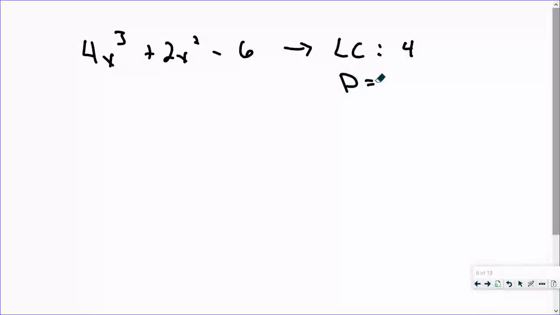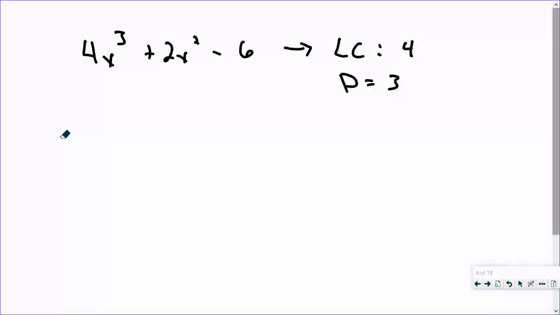So if I have another one, let's say 4x to the third plus 2x squared minus 6. Because this is in standard form, the leading coefficient is 4, the degree is 3.